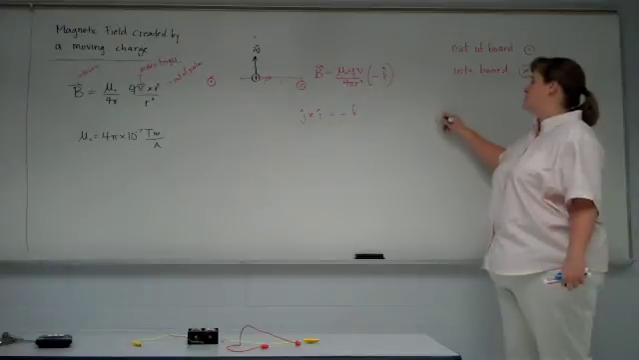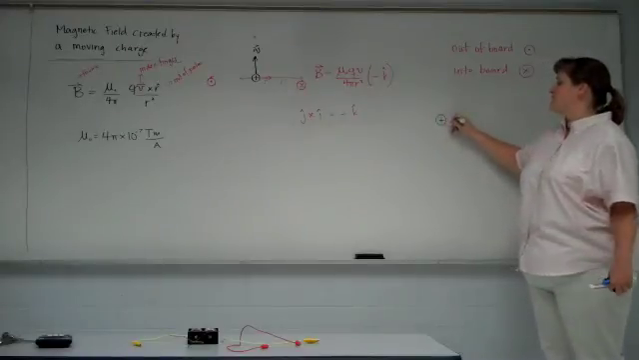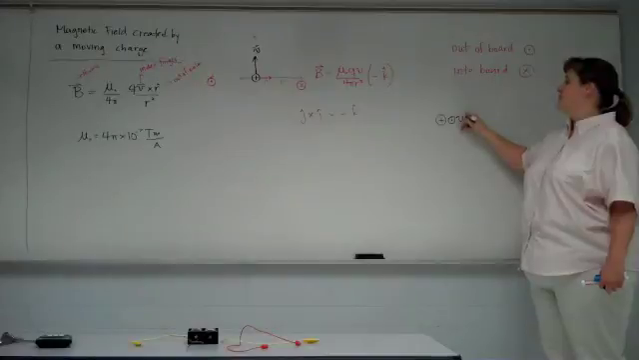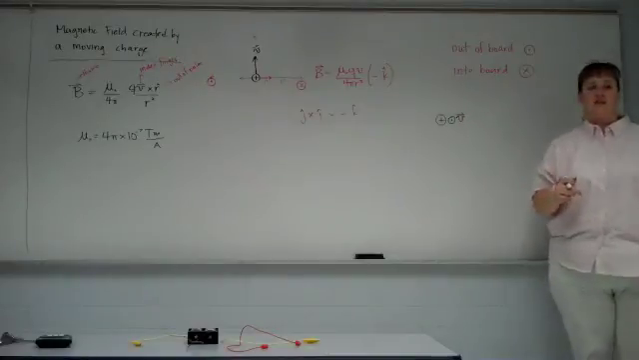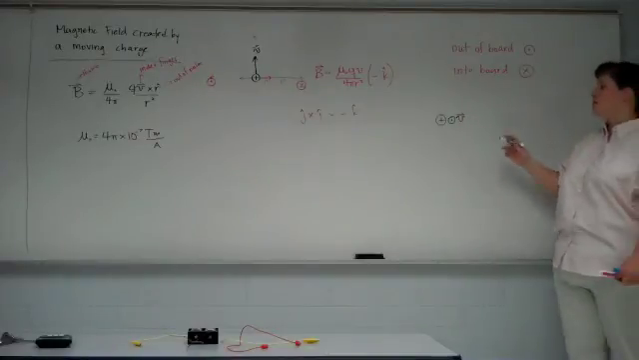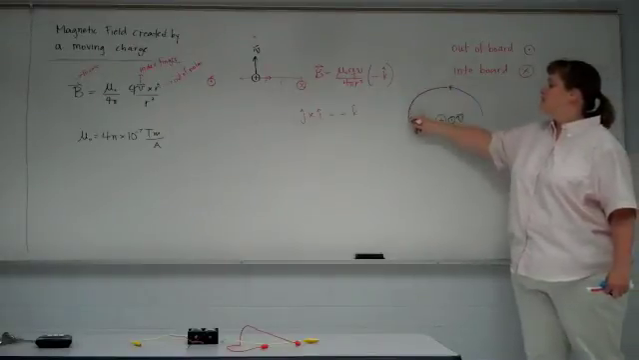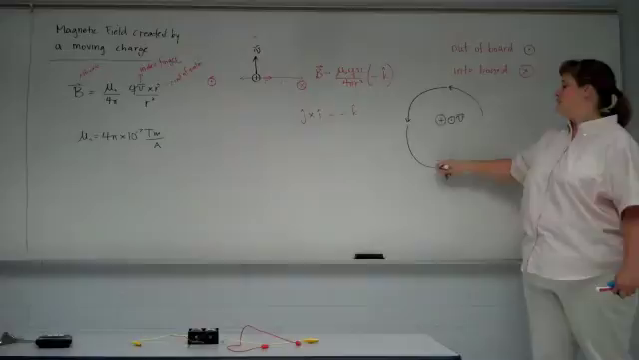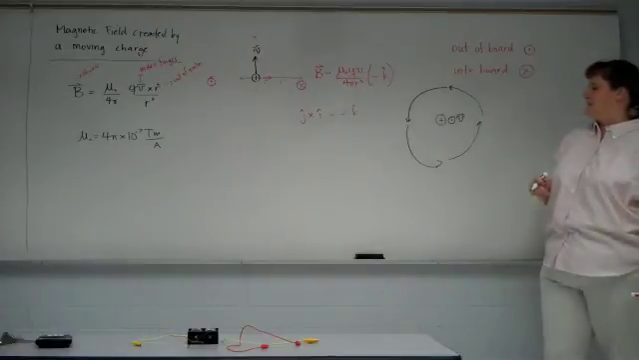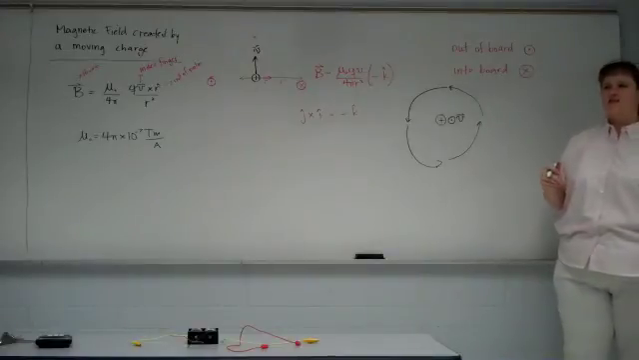Positive charge with the velocity coming towards you. So the little dot represents the velocity, if it's coming towards you. The magnetic field makes circles around the charge. It's an ugly circle, sorry.